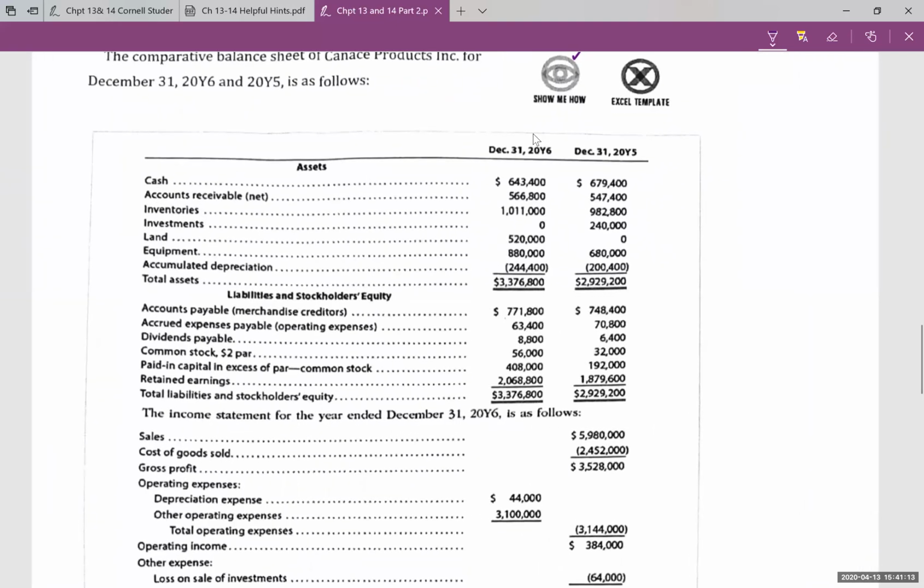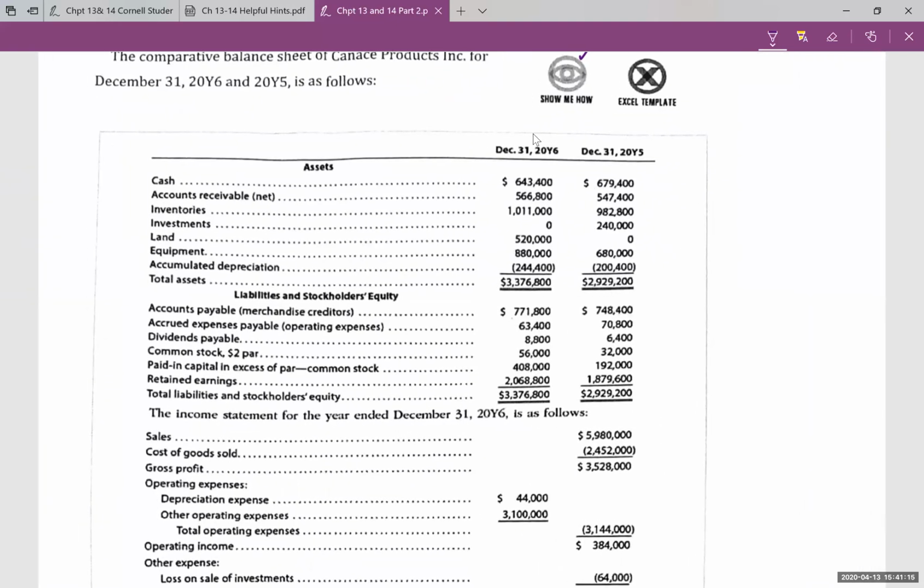When you take a look at this cash here, you're like, what's the difference from the beginning of the year to the end of the year? Well, the difference is $36,000. We need to prove that, reconcile it, whatever word you want to use. The accounts receivable has increased 19,400. So customers have paid us less money, if you will. Or we've had a lot more sales and so on and so forth.